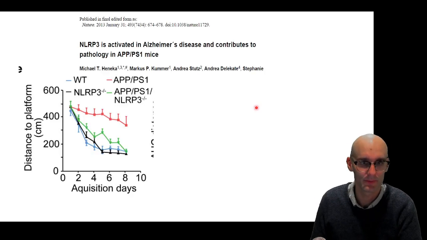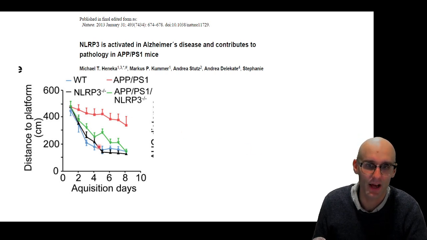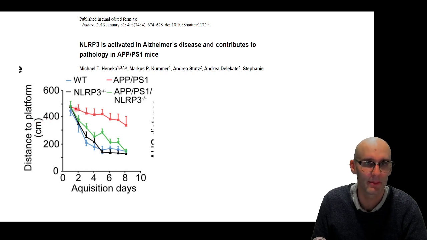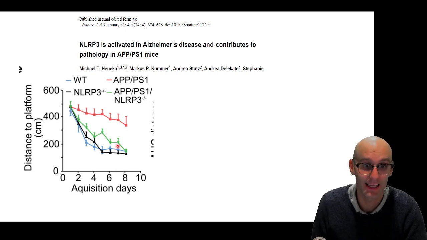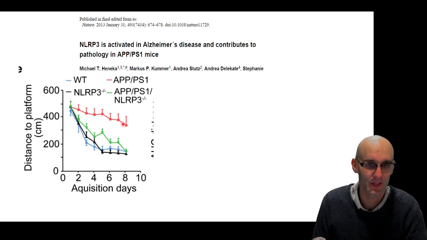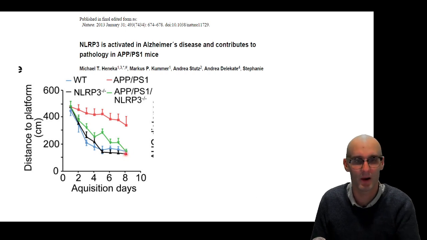And this is just the training data. So this is the mice getting faster and faster and faster. They're traveling less distance. This is actually a measure of distance. So they're traveling less distance to get the platform. These guys were actually trained for 8 days. And in black and blue, we have wild type and NLRP3 knockout mice. In green, we have an Alzheimer's mouse that is also NLRP3 knockout. And in red, we have an Alzheimer's mouse. So in red, the Alzheimer's mice pretty much don't get better throughout the whole 8 days of training. Whereas in green, the Alzheimer's mice that are NLRP3 knockout do learn over their 8 days and get as good as the wild type mice.